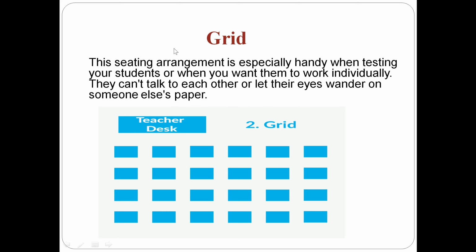Then we have the grid. This seating arrangement is especially handy when testing your students or when you want them to work individually. They cannot talk to each other or let their eyes wander on someone else's paper. So this is very good for a test. This is the teacher's desk, and the students' desks are arranged in this manner. So this is the physical appearance of the grid seating arrangement.